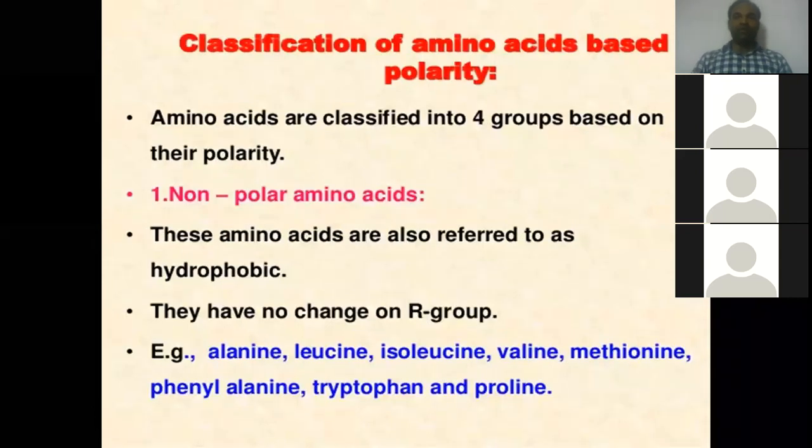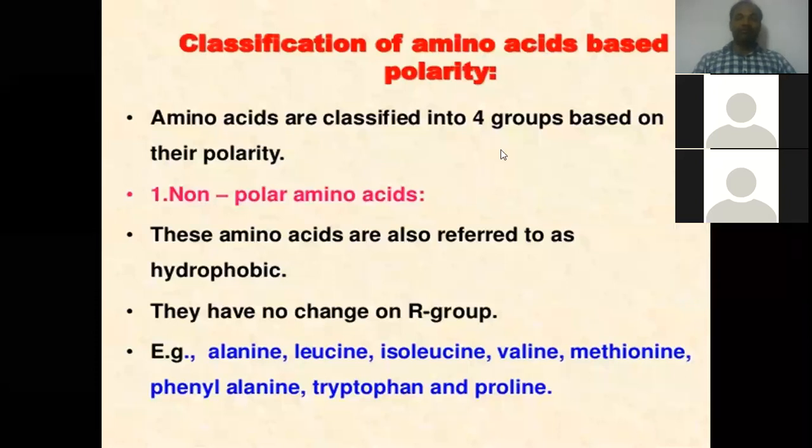So the classification of amino acids based on their polarity. The amino acids are classified into the 4 groups based on their polarity. The first group, that is the non-polar amino acids. यहाँ पे हम देखेंगे non-polar amino acids. These amino acids are also referred to as the hydrophobic amino acids. Non-polar amino acids को दूसरा नाम दिया उन्होंने hydrophobic amino acids, right?